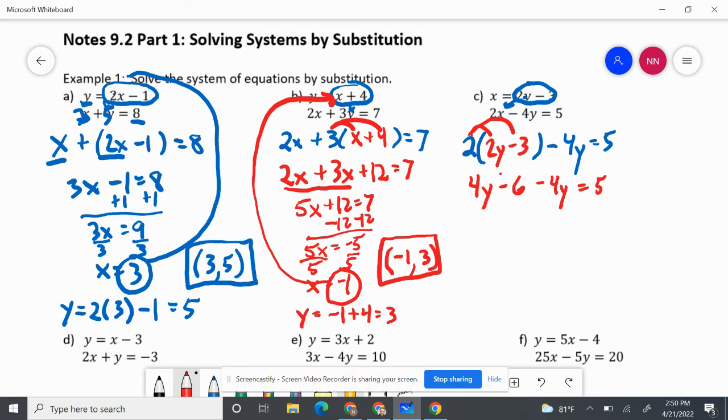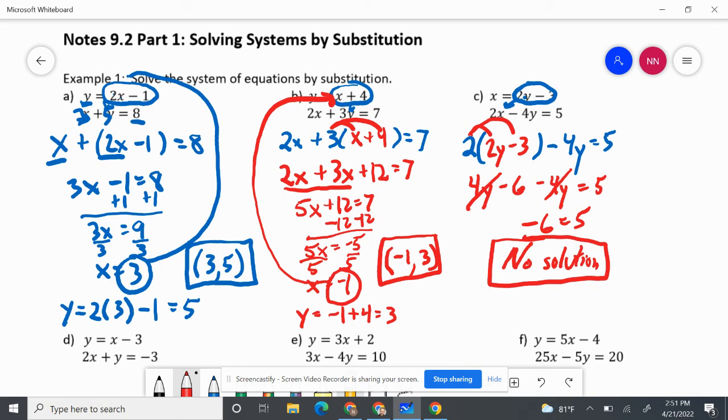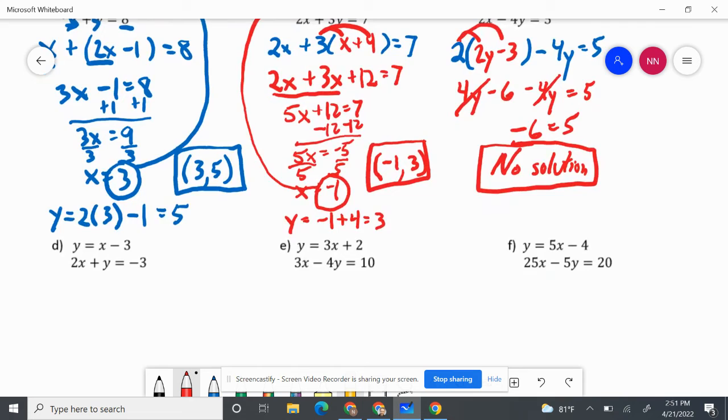Now this case is a little bit different. The two y's cancel, and I get negative 6 is equal to 5. Notice that there's no variable, so we're not getting an ordered pair. What we have is the answer no solution. So if you remember from graphing, whenever we have parallel lines, we get no solution, and that's exactly what this is. These are two equations that have the same slope. So our answer is no solution. So pause the video and try these next 3 problems and see how you do.